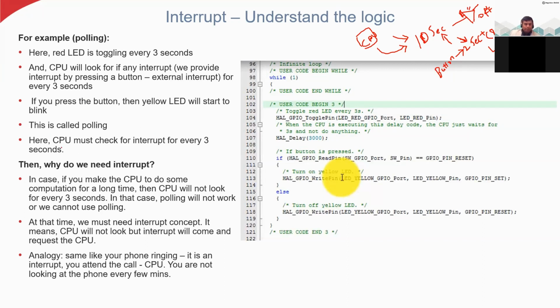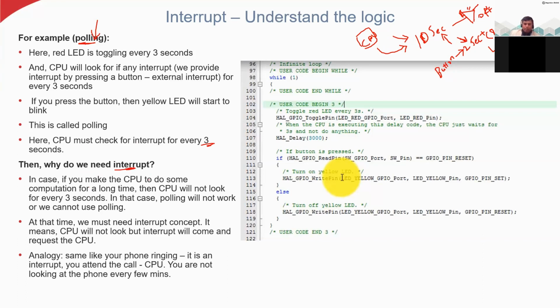This is called polling. Here the CPU must check for interrupts every 3 seconds, in this example. Then why do we need interrupts? We already have the CPU, which processes the interrupt signals every few seconds, so this polling is already working. It's handling the interrupt. Then why do we need another mode called interrupt mode?